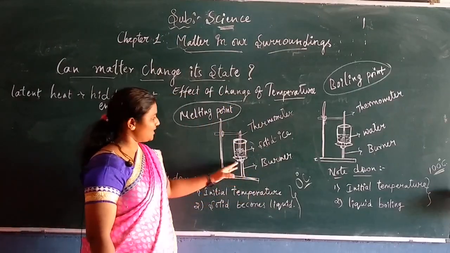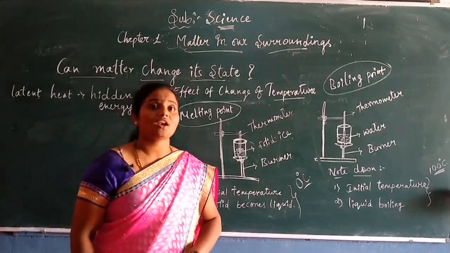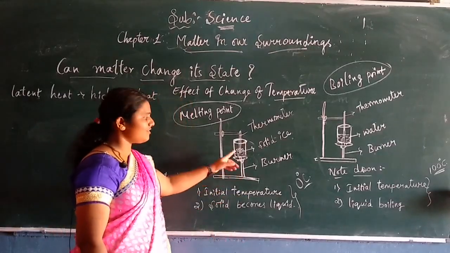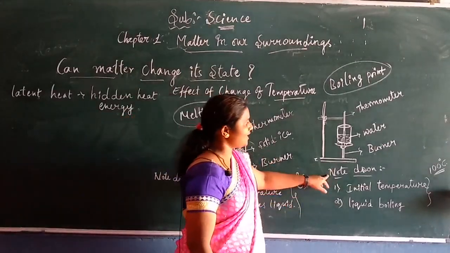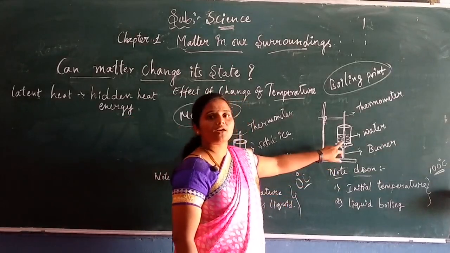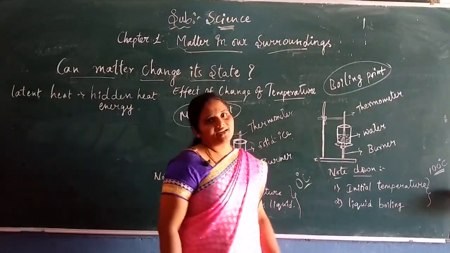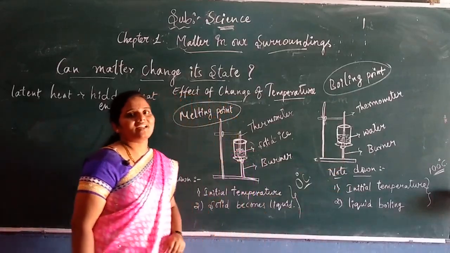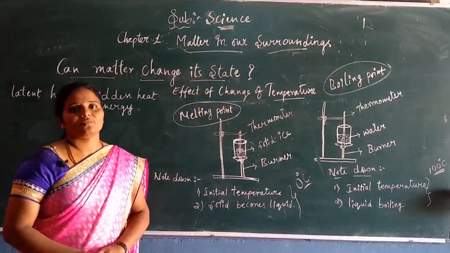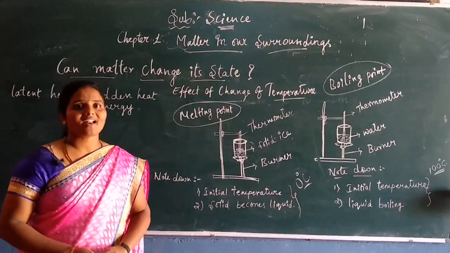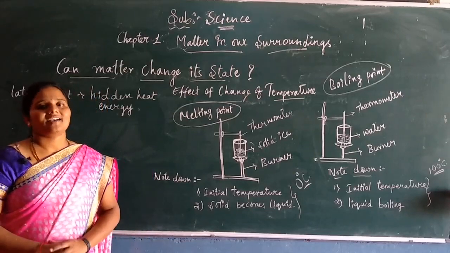The heat energy is used in overcoming the force of attraction between the ice particles in the first case, that is in solids. Similarly, the heat energy is used in overcoming the force of attraction between the water particles. And this hidden heat energy is called latent heat. Latent heat is defined as hidden heat energy.